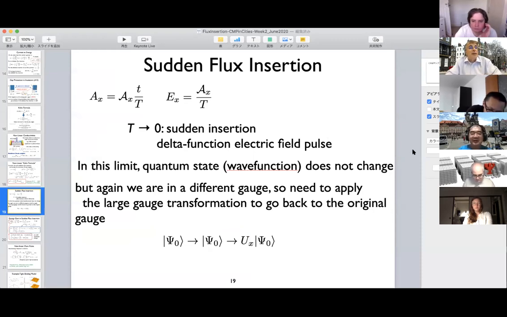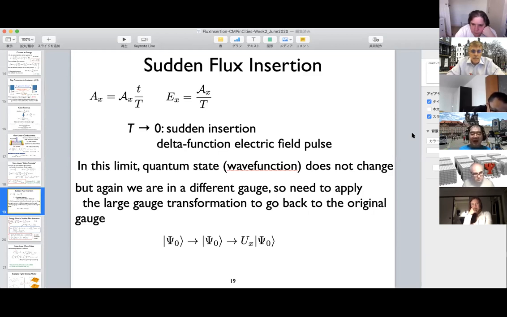Okay. So far I have discussed the adiabatic flux insertion, but actually you can do flux insertion at different speeds, like a finite time and so on. But it's also useful to consider the opposite limit, that is, the opposite limit to adiabatic flux insertion. In adiabatic flux insertion, you insert a flux very, very slowly, taking a very, very long time.